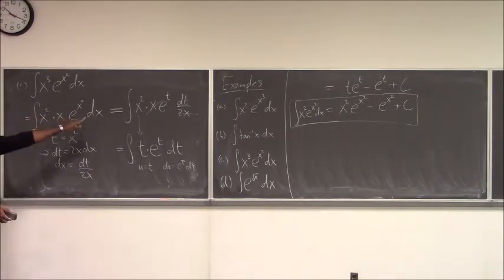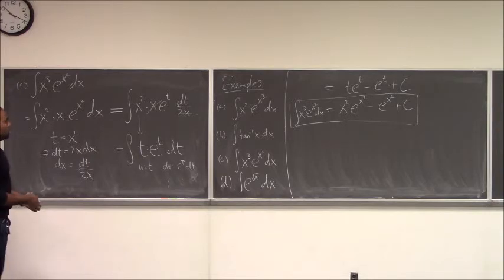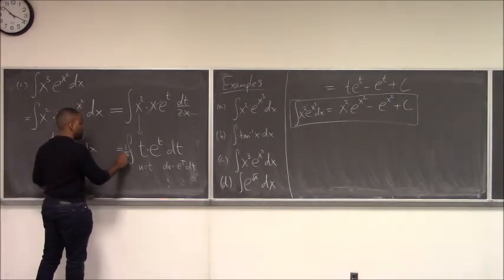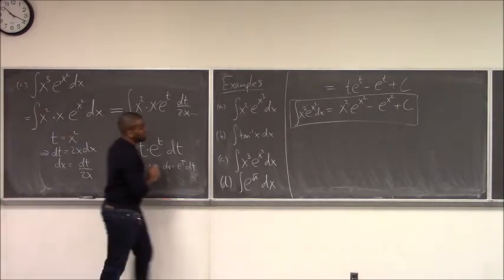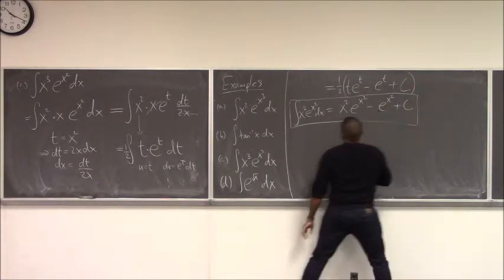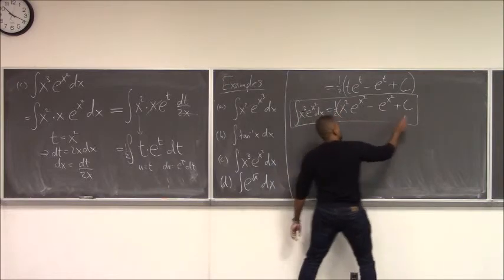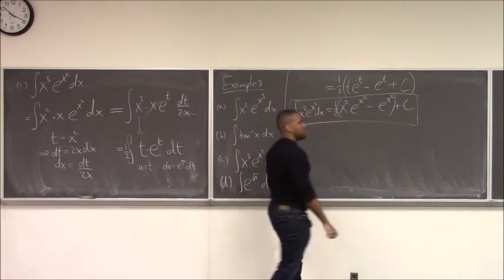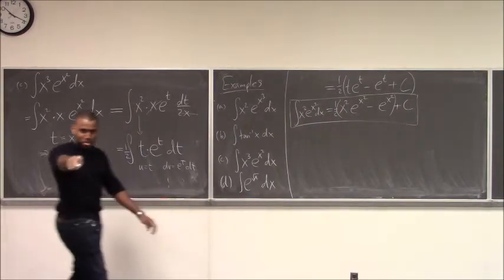Can I erase this? Yeah. What did you do to the, like the dt over 2x? What happened to the 2? I forgot it. It should be factored out as a constant. Trying to see if you're paying attention. Good job.